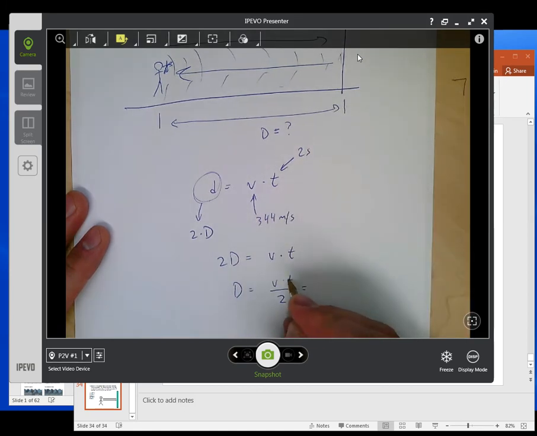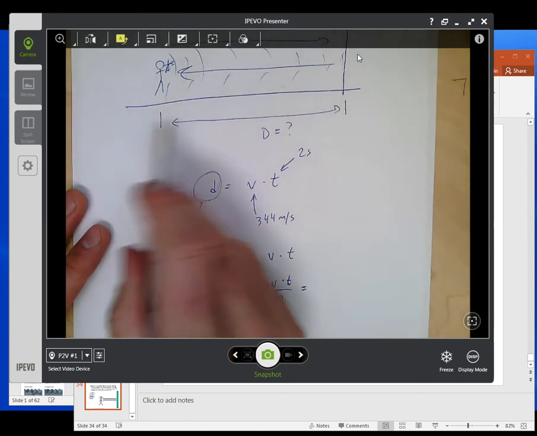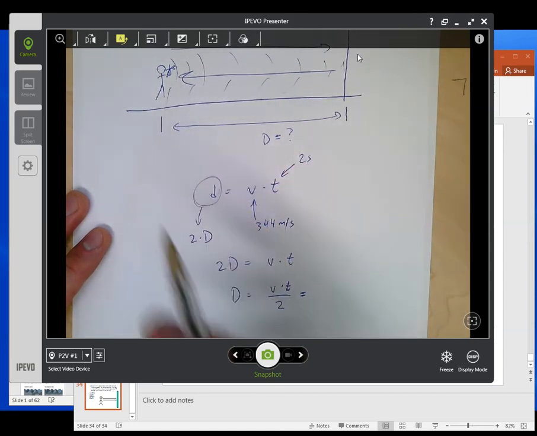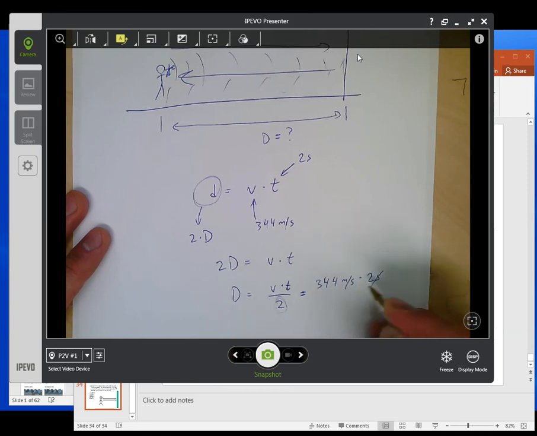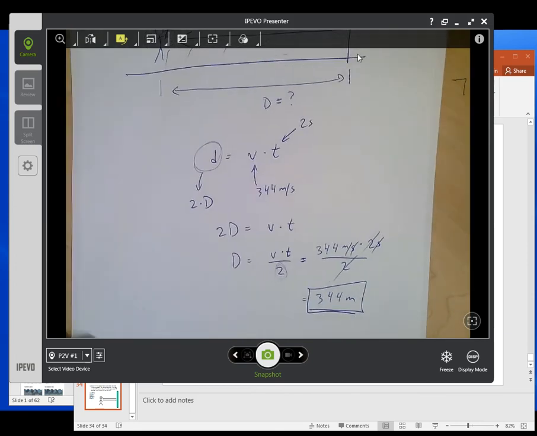That over 2 part is really important here, because it's helping us to realize that there's more going on than just going from one place to another. It's actually sound reflecting off of a barrier and then coming back. So that's why it's 2D, and there's our factor of 2. Plugging in the numbers, we have 344 meters per second times 2 seconds. Seconds cancel out. Divide by 2. Oh, look at that. The 2's cancel out. We're left with 344 meters is the actual distance that we are away.